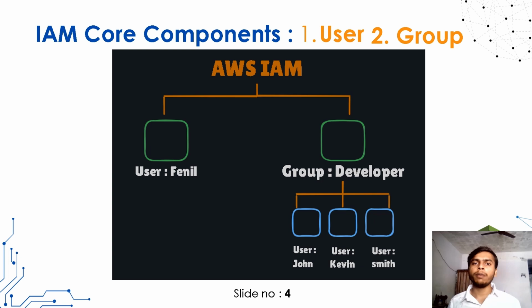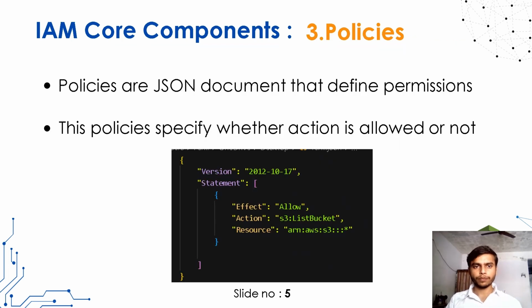Second one is group. It means a collection of users. Here, a group doesn't require any credentials and the access permission is directly inherited from the group. Third one is policies, means a set of rules that are defined in JSON format. Example, if you are using a bank service, then you need to follow all the rules of the bank. Policies help us specify which access we allow and deny. Here, in this example, we are allowing S3 bucket list and this is the JSON format.